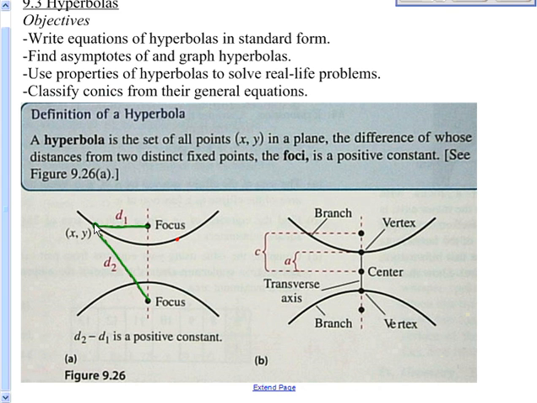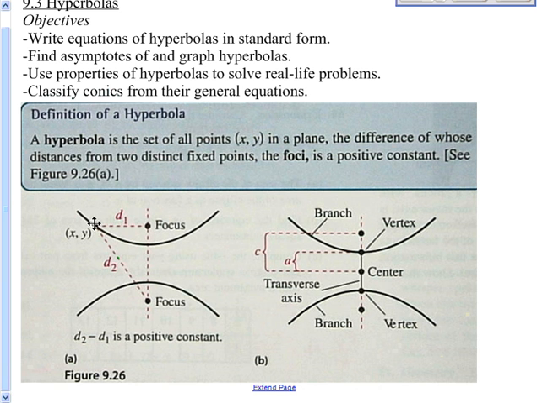Well, if I take another point anywhere on the hyperbola, it could be on the other side, and I go d2 minus d1, that's also going to be equal to k. So it's a fixed positive constant. That's your definition of a hyperbola.